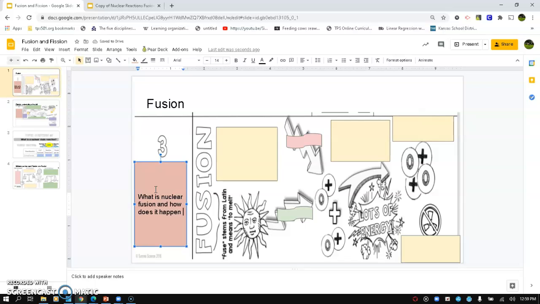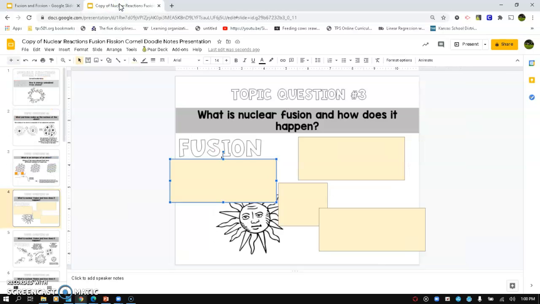Now the first slide I'm going to go through step by step, and then you guys can move on with your own when we start fission. So I think you've got the process.